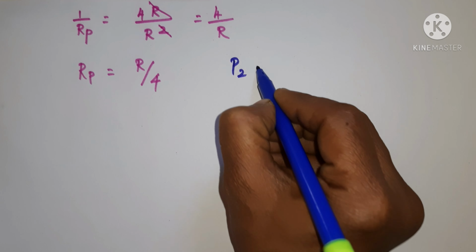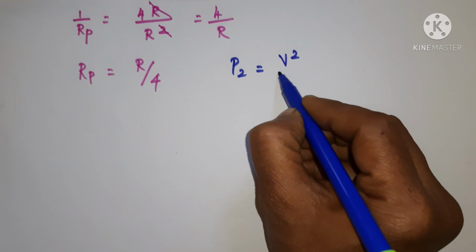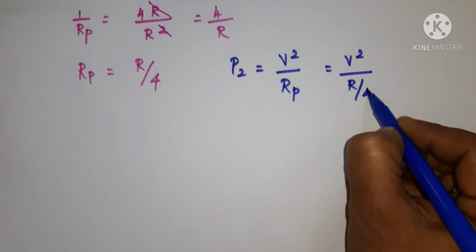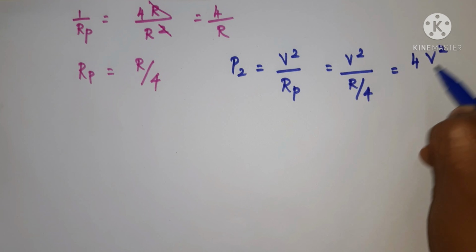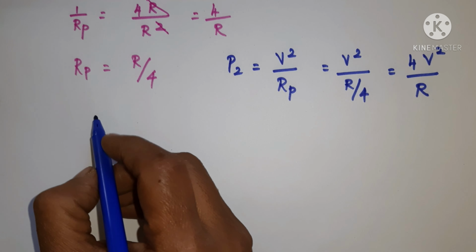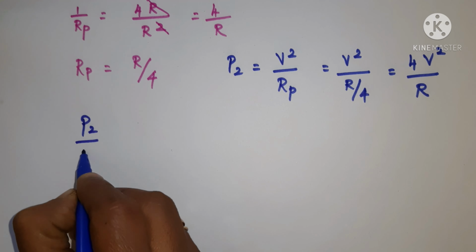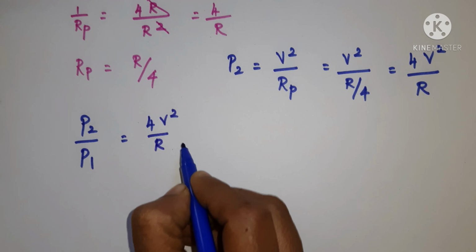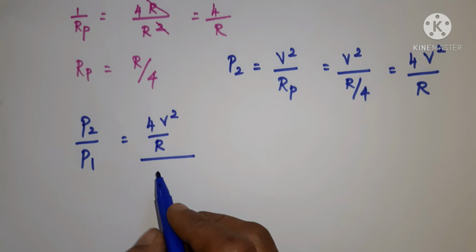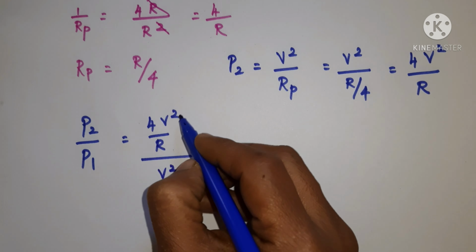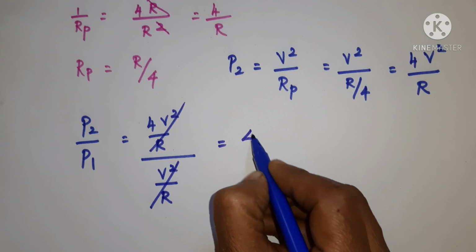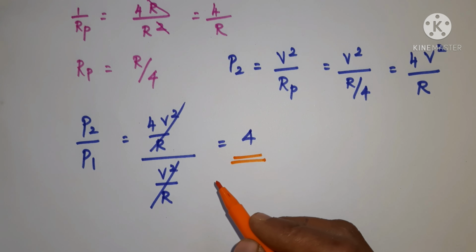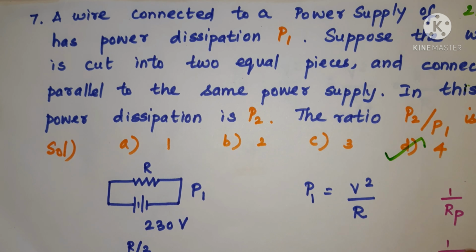And power dissipation P2 is equal to V square divided by Rp is equal to V square divided by R by 4, which is equal to 4 V square divided by R. We need to find the ratio P2 by P1. P2 is 4 V square by R, the whole divided by P1 value, V square by R. So this term and this term will be getting cancelled. Remaining we have 4. So we have the ratio P2 by P1 is equal to 4. And we have the option D to be the correct one.